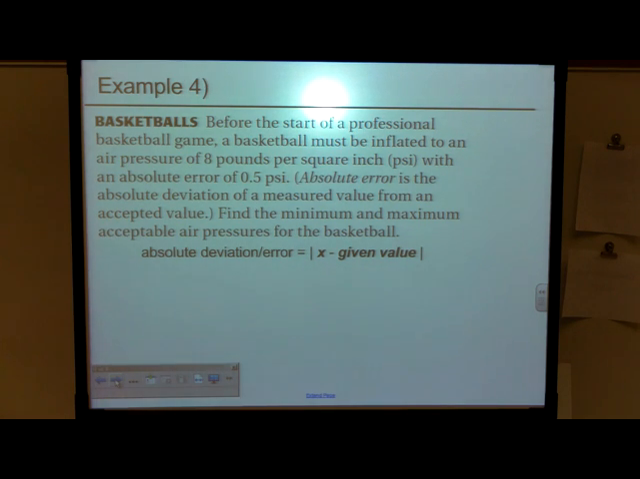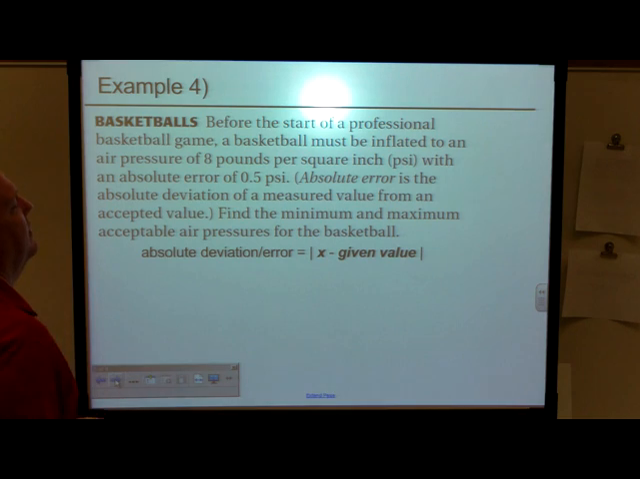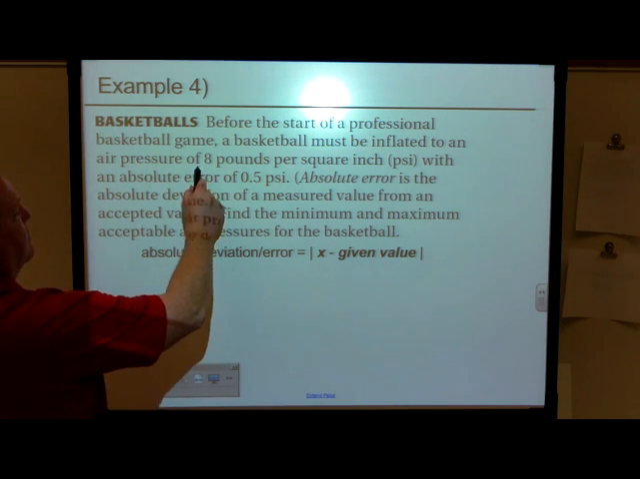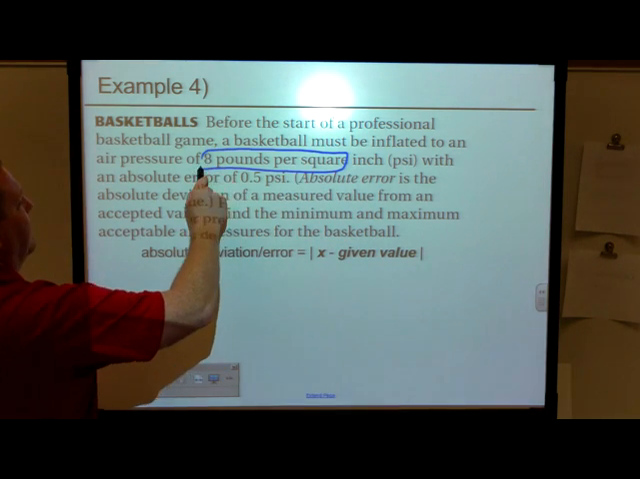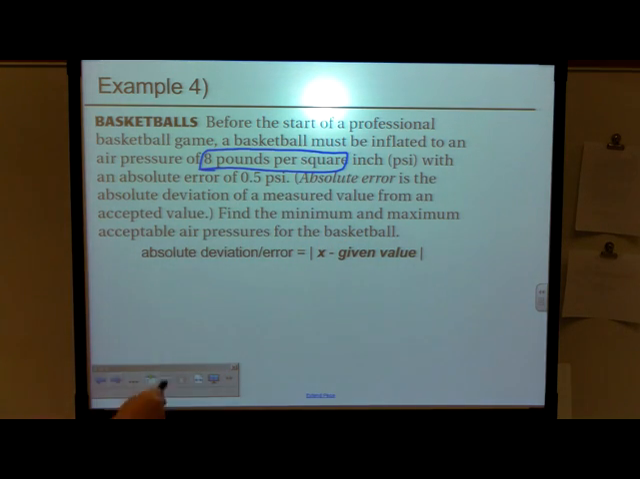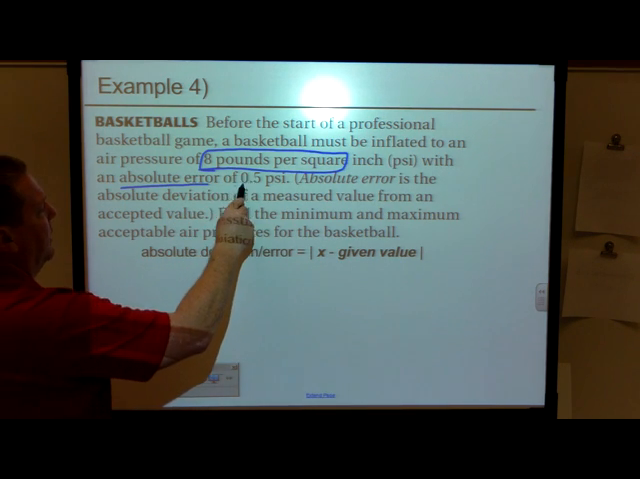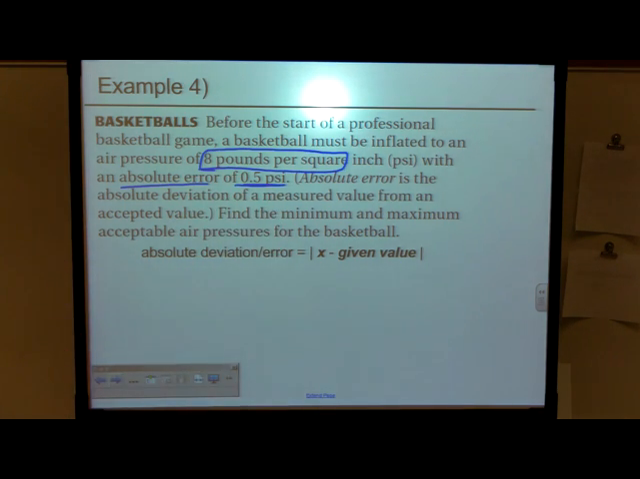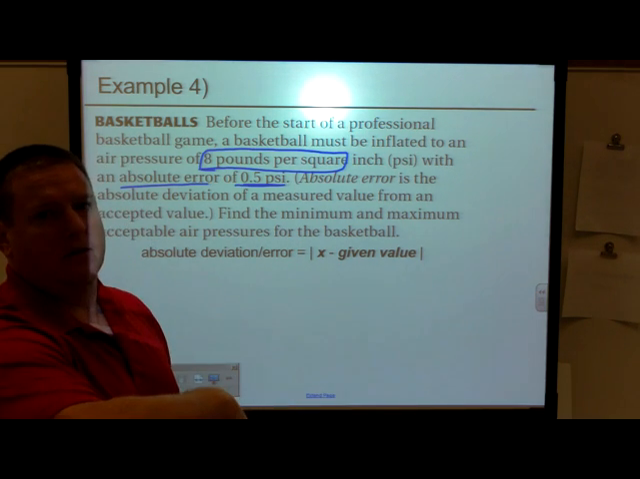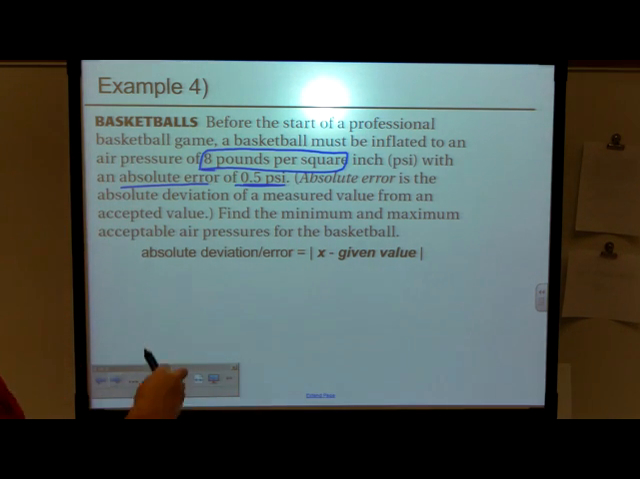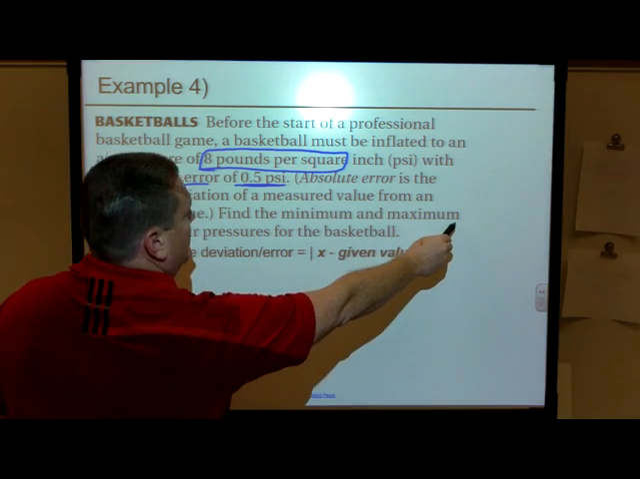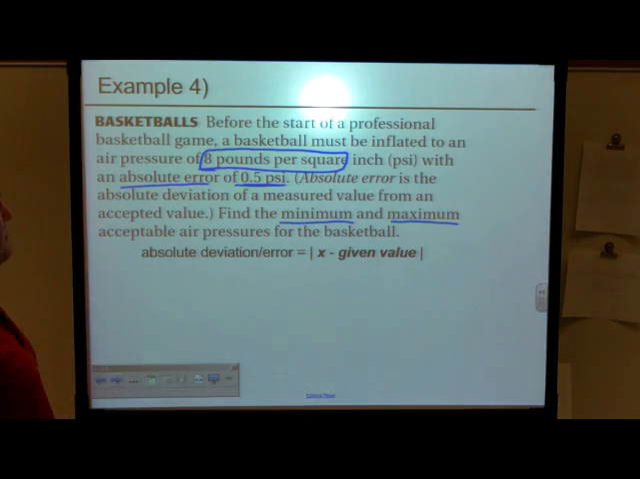Example number 4. Before the start of a professional basketball game, a basketball must be inflated to an air pressure of 8 pounds per square inch. 8 pounds per square inch. This is our given value with an absolute error of 0.5 psi. That means it could be over or under by 0.5 psi, but this is the given amount. Find the minimum and the maximum acceptable air pressure for the basketball.